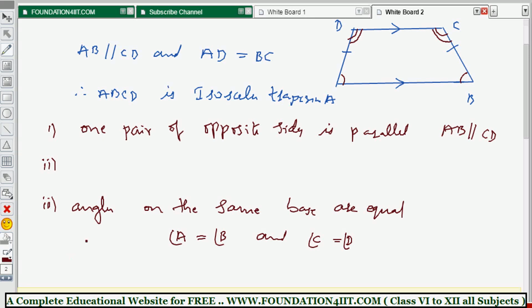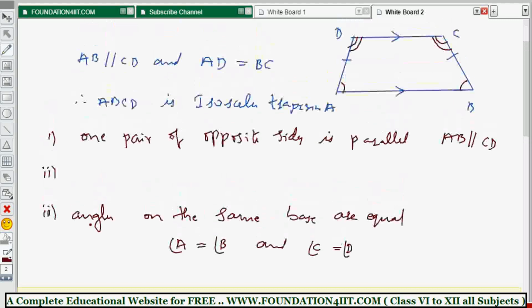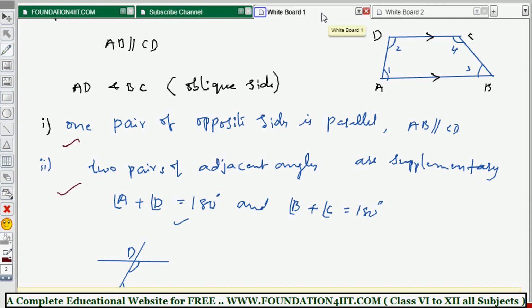And one more property is the same, because the sum of adjacent angles is 180 degrees, you know it. Angle A plus angle D is equal to 180 degrees; they are supplementary. Angle B plus angle C is equal to 180 degrees, supplementary. Everything is the same from this data. The first and second properties are the same.